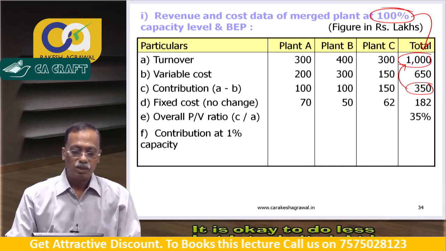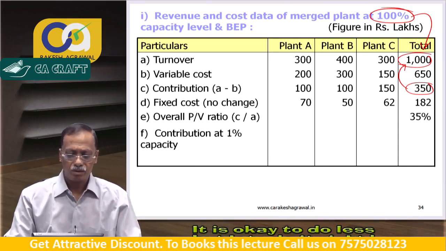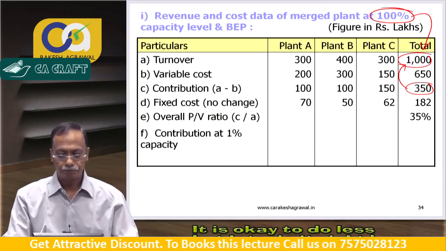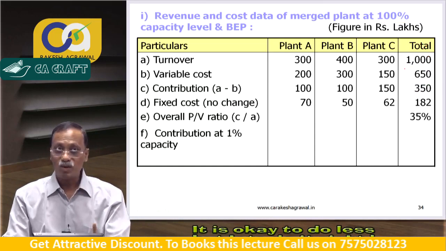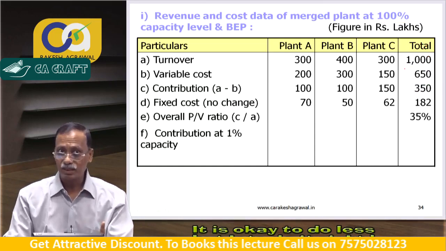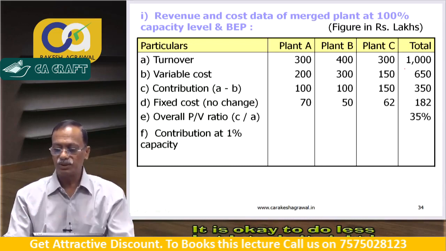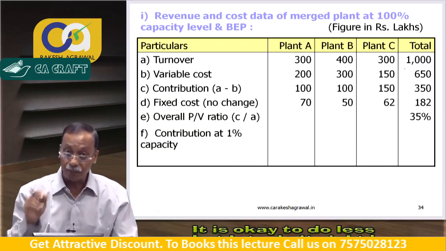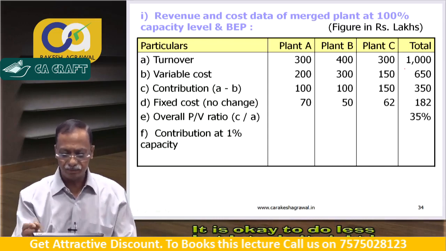Now point number F, contribution at 1% capacity. Write down contribution at 1% capacity. Now why are we calculating contribution at 1% capacity? Because we have to calculate BP in capacity. Check the first question, you are asked to calculate BP capacity. So I will need contribution at 1% capacity. How will we get it? Very simple.